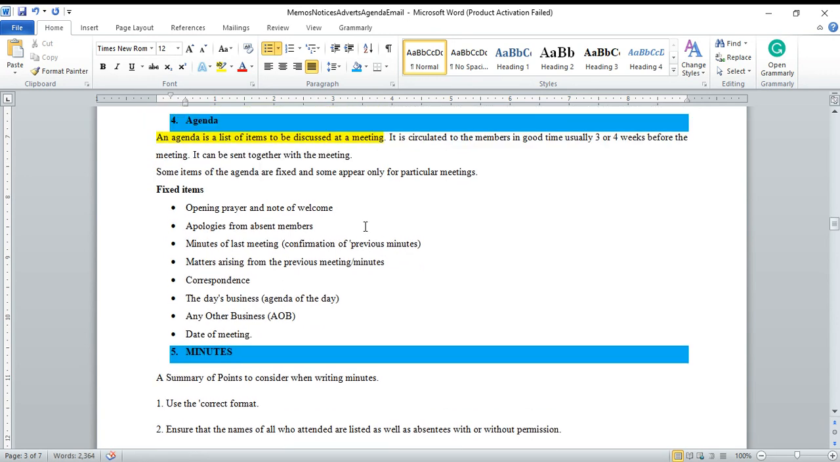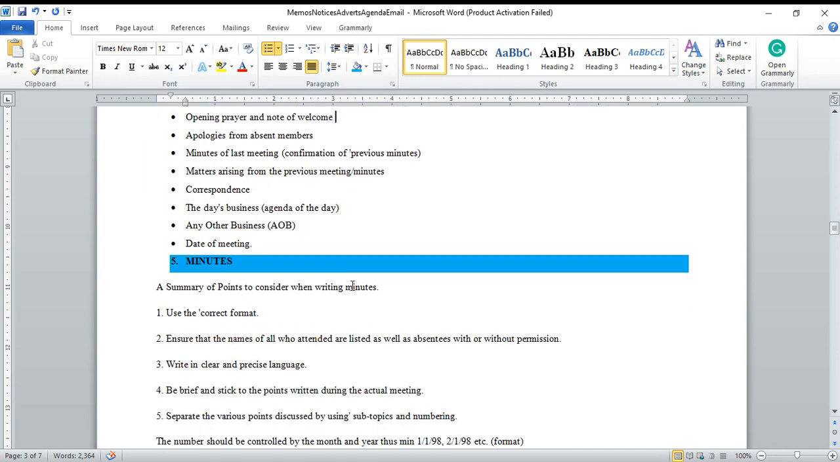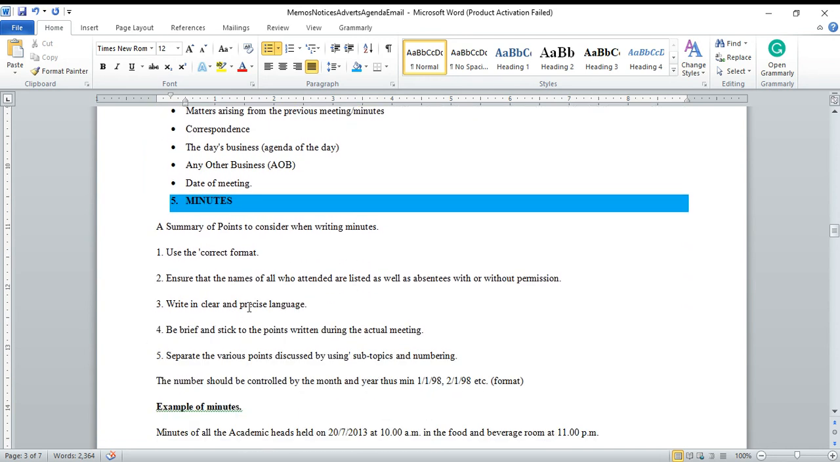So agenda is simply a list of items to be discussed at a meeting. Now, we want to go to another type of functional writing known as minutes. Now, minutes is a summary. So when you're talking about minutes, it is a summary of meetings. It is a summary of points to consider when writing minutes.